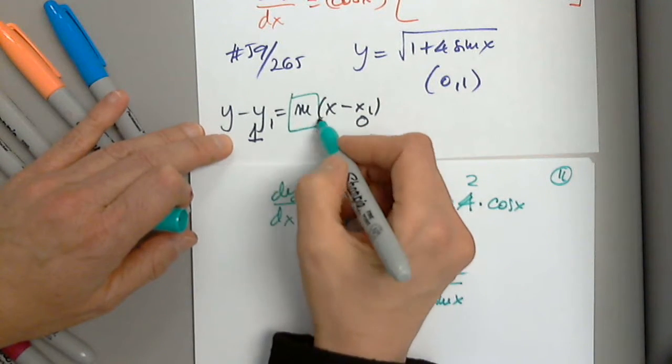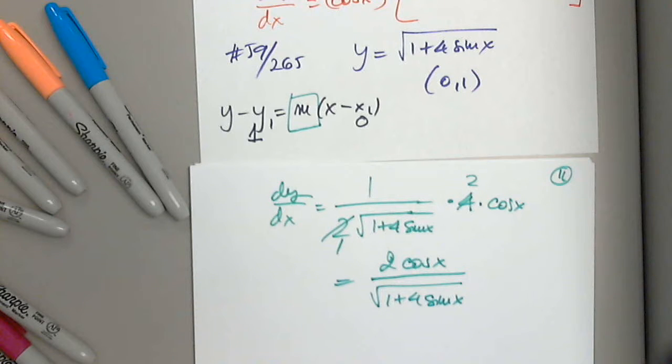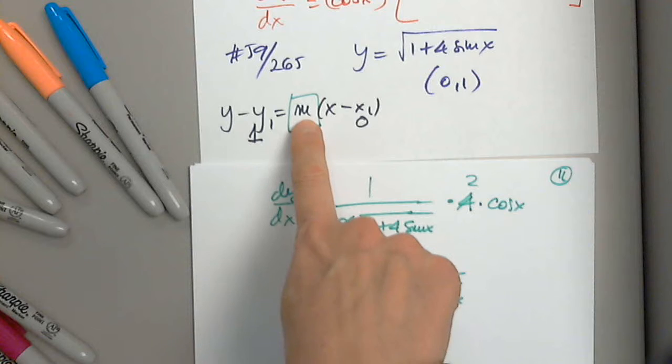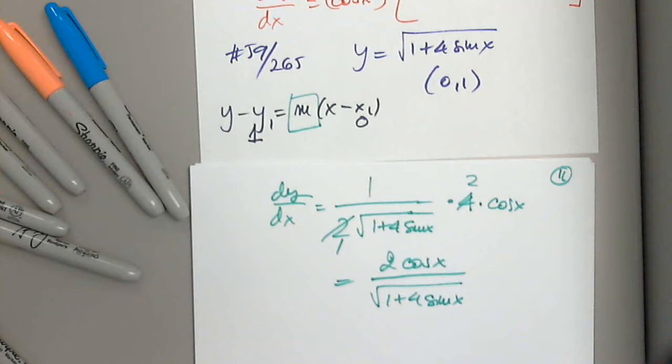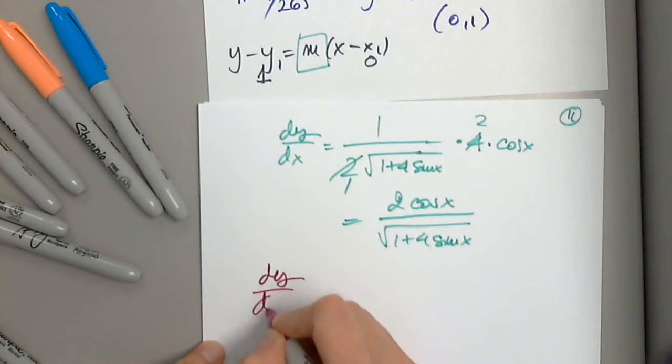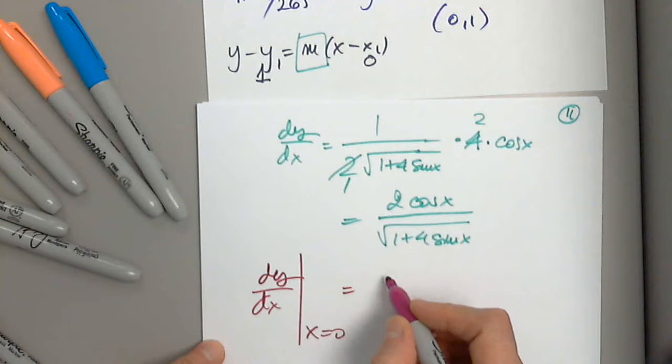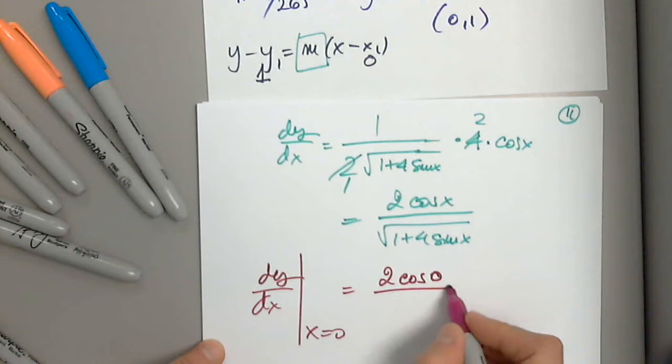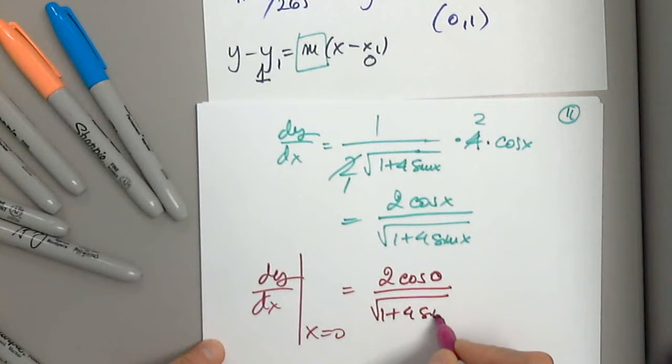So I'm after this. How do I determine it? I determine the function that gives the derivative, that gives the rate of change. In other words, its derivative. But how do I determine this? I plug in what? I plug in how much? 0, right? Good. I just couldn't hear. I'm sorry. Forgive me. So dy over dx, when x is 0, I get 2 cosine 0 over the square root of 1 plus 4 sine 0.